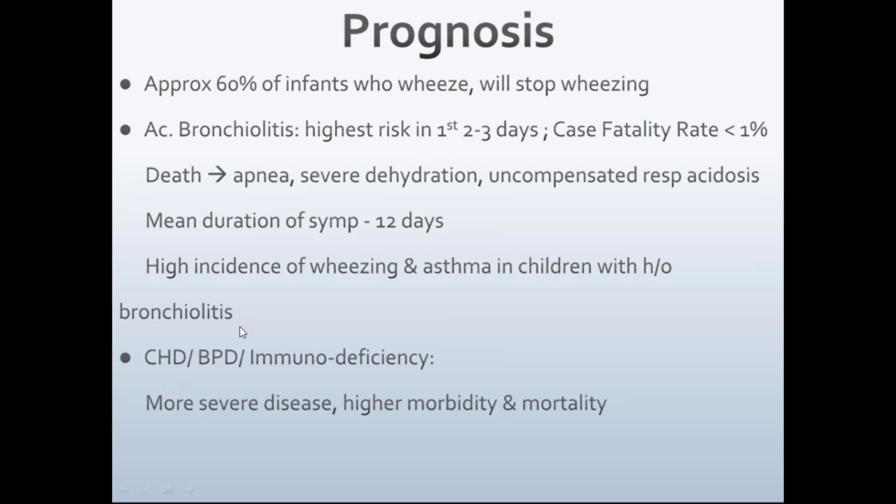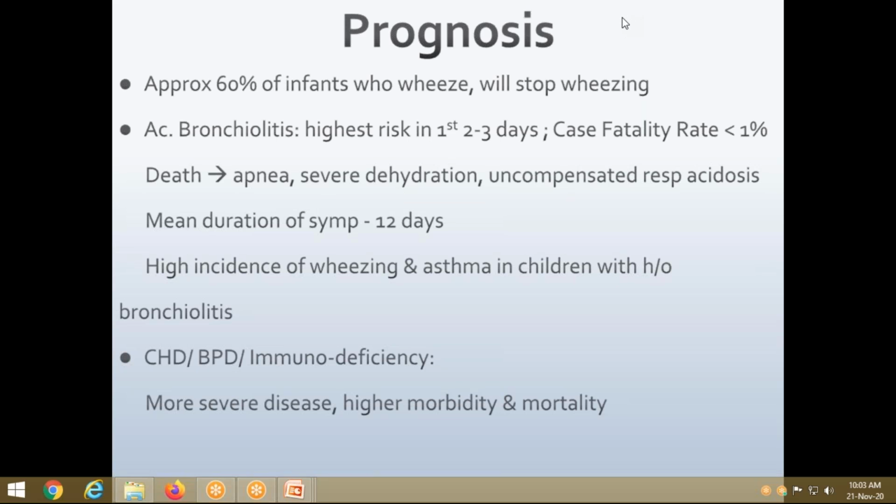In congenital heart diseases, bronchopulmonary dysplasia and immunodeficiencies, the more the severity of the disease, the more the chances of morbidity and mortality. Out of this, bronchiolitis is self-limiting. Comparatively, the outcome is very good in bronchiolitis, but the incidence of wheezing and the chances of the child having asthma in later age is very high when the child has bronchiolitis in the initial period of his or her life. Thank you.